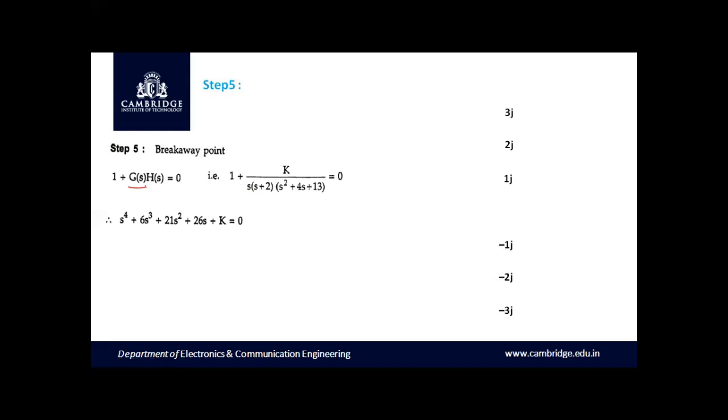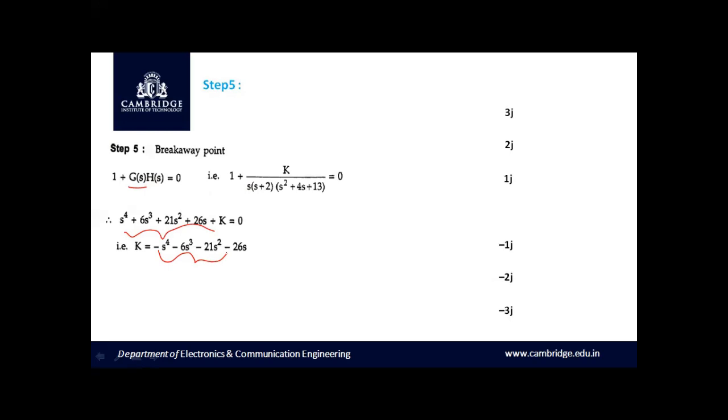For the simplification, I get the expression as s to the power 4 plus 6s cube plus 21s square plus 26s plus K equal to 0. And we know the procedure. We have to represent it in terms of K, taking the rest of the s terms towards the right side. I get the expression for K as K equal to minus s to the power 4 minus 6s cube minus 21s square minus 26s.